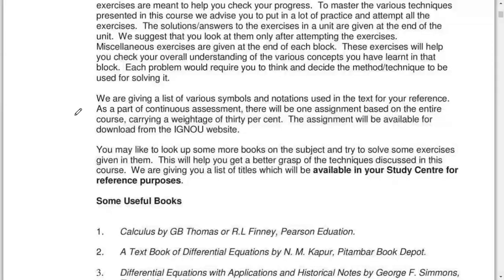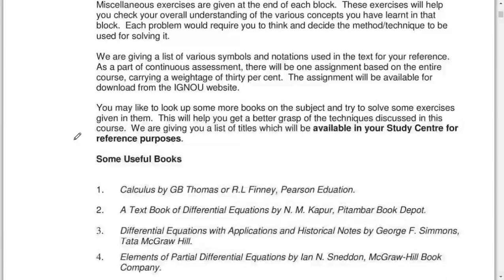You may like to look up some more books on the subject and try to solve some exercises given in them. This will help you get a better grasp of the techniques discussed in this course. We are giving you a list of titles which will be available in your study center for reference purposes.